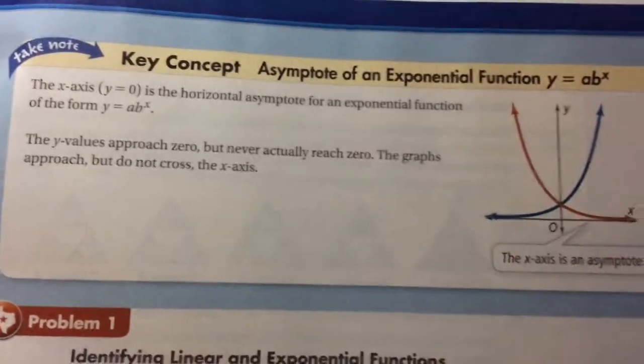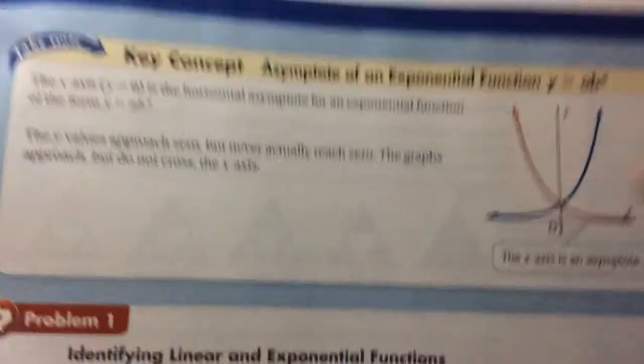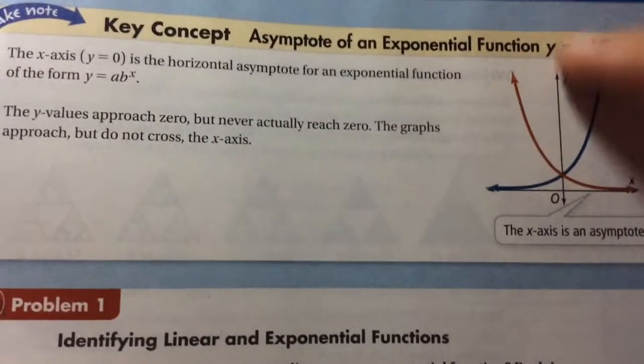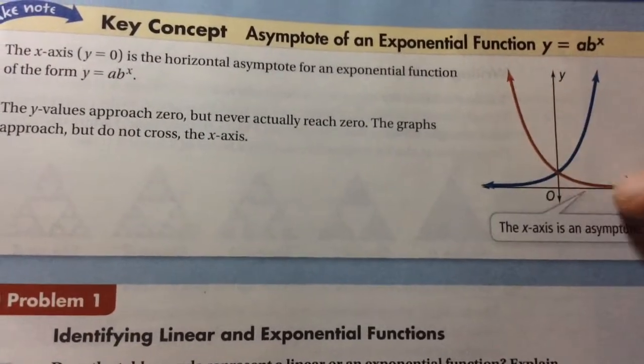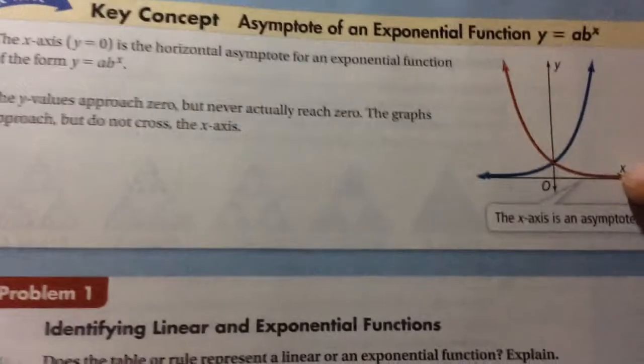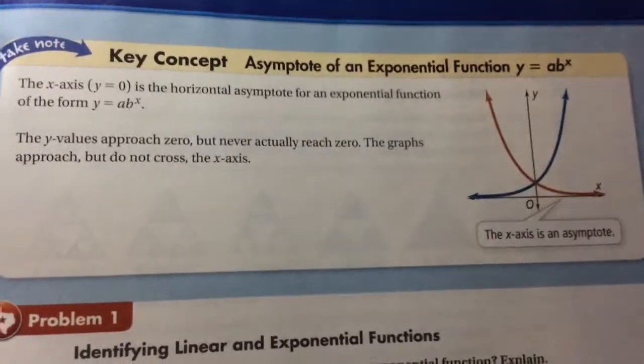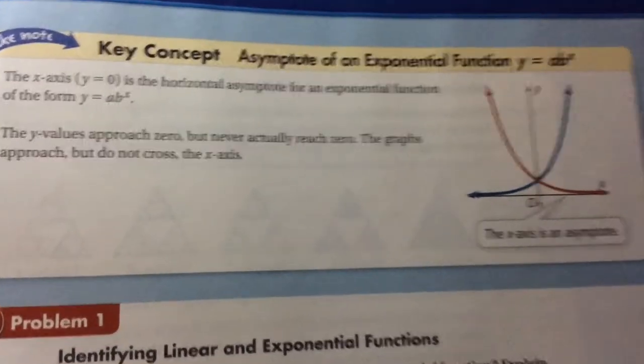An asymptote is basically going to be whichever line, either the x-axis or the y-axis, the graph gets really, really close to. Now, I'm going to try to explain this, and it's going to be harder without giving you graphics, but hopefully we'll be able to get to that.